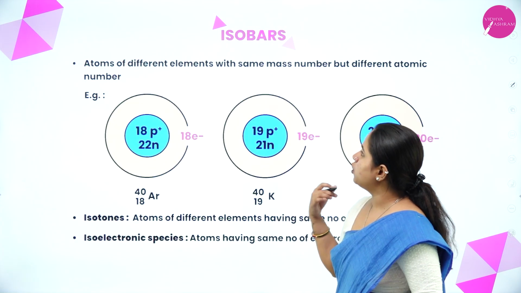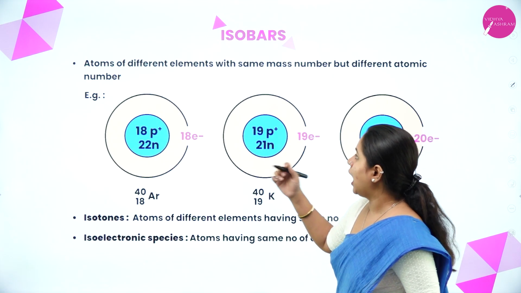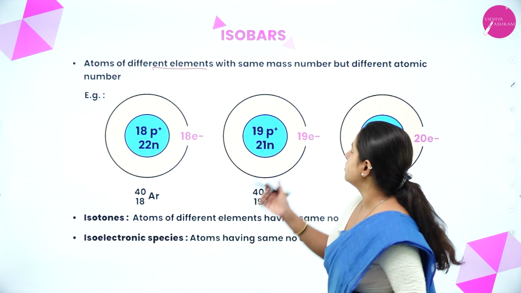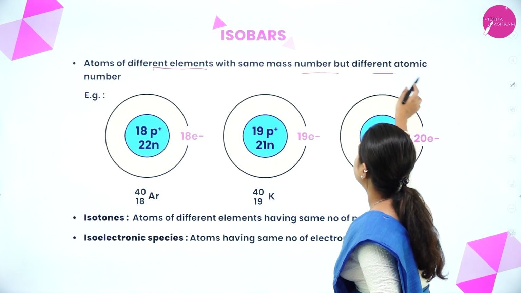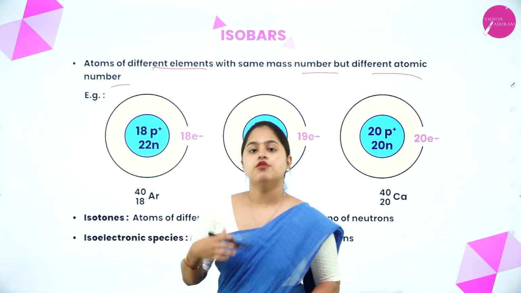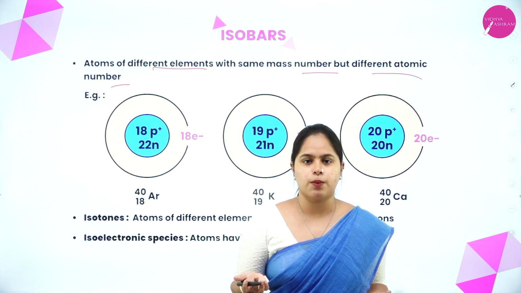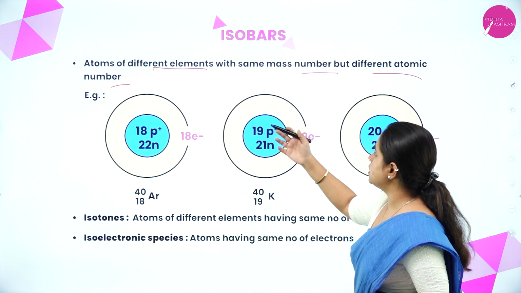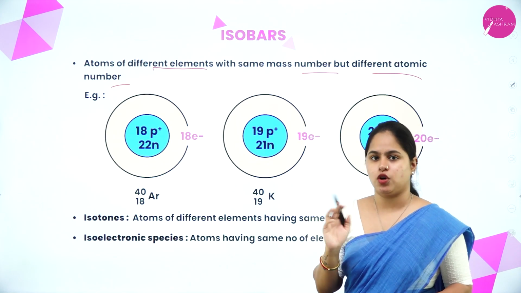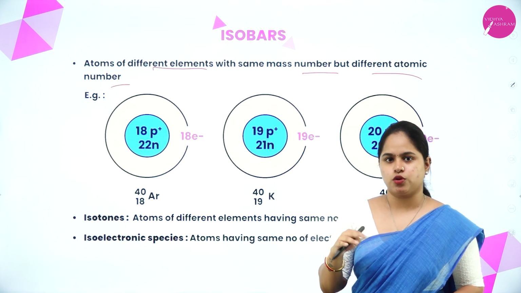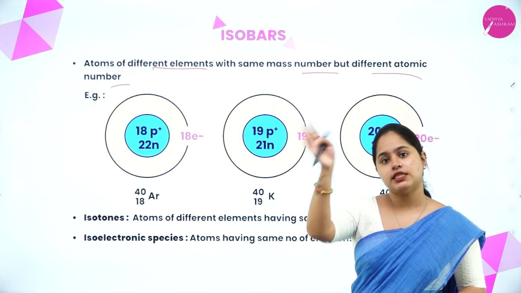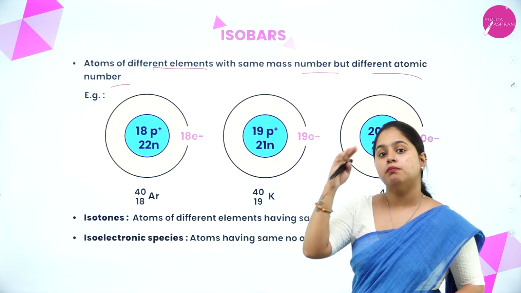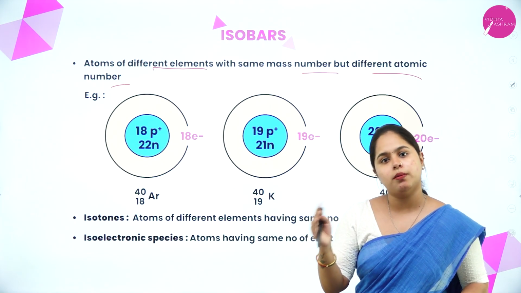Yes. Now moving on to isobars. These are atoms of different elements with the same mass number but different atomic number. Different atomic number means it is supposed to be two different atoms, right? Exactly opposite that of isotopes. In the isotopes case, the mass number is changing, atomic number remains constant. Here, the mass number is constant and the atomic number changes.